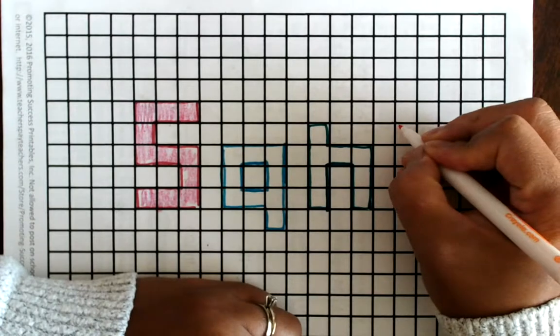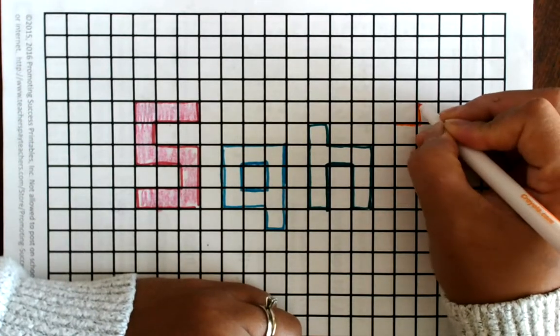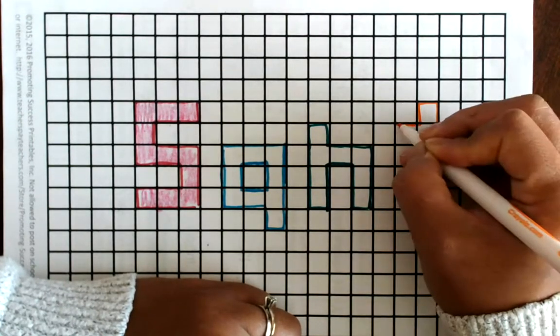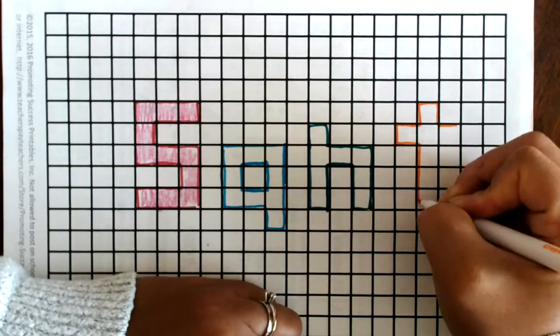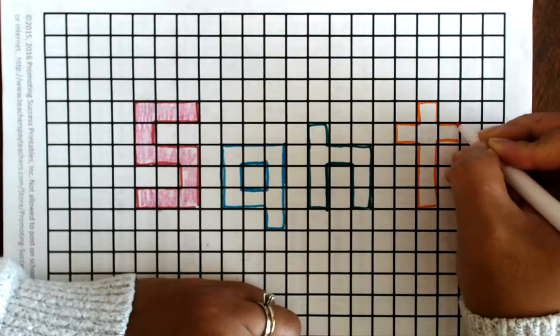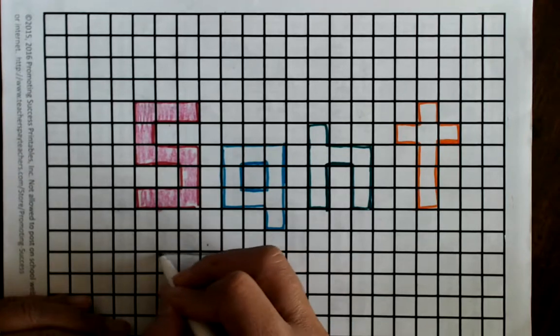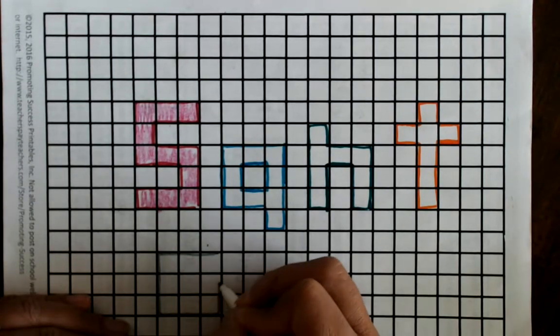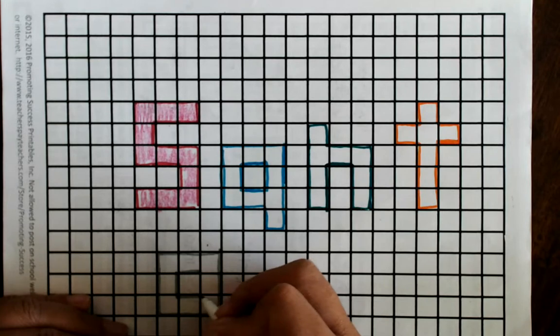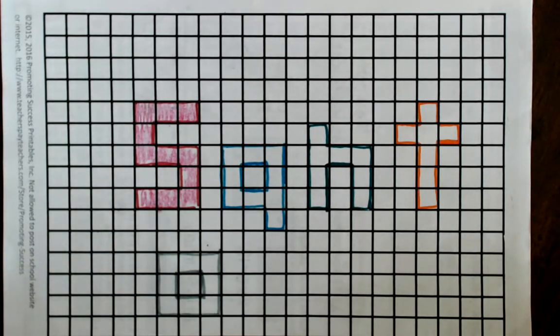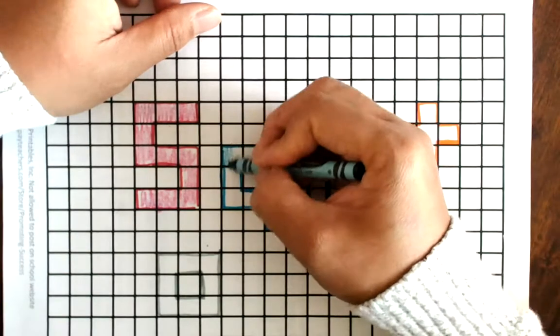T. And if you run out of space, it's no big deal. Just go to the bottom and finish off the rest of your name. S-A-N-T. O. And of course, I would write the letter S, right? So after you're done writing your name using just the square units, you can't curve any of these lines. You have to make it look like a block letter.